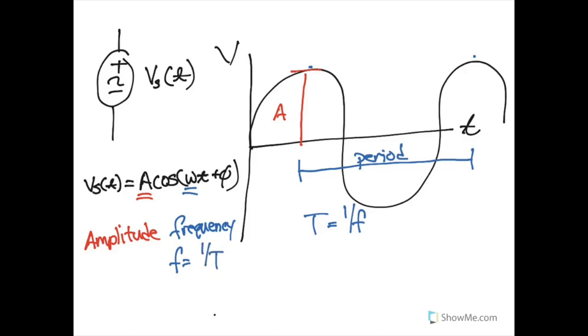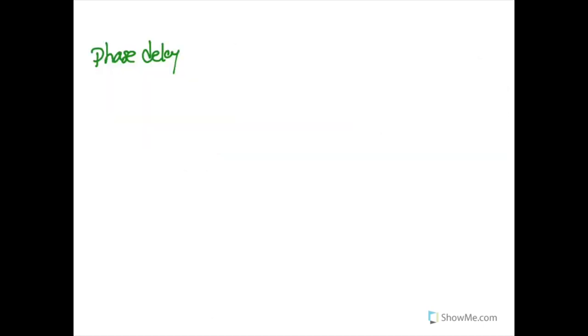Our final parameter right here is this phi. This is called our phase delay. So let me write it up here, phase delay. And phase delay is best described in the relative relationship between two different waves. With phase delay, it's often best to understand this as a relationship between two different waves.